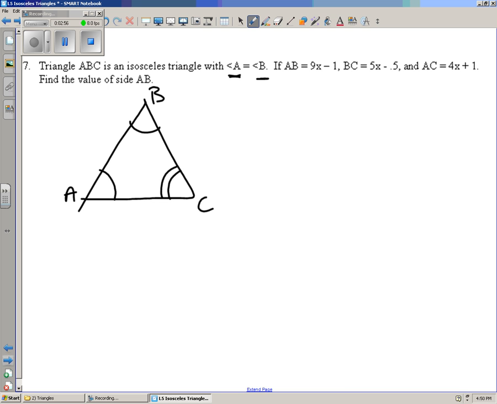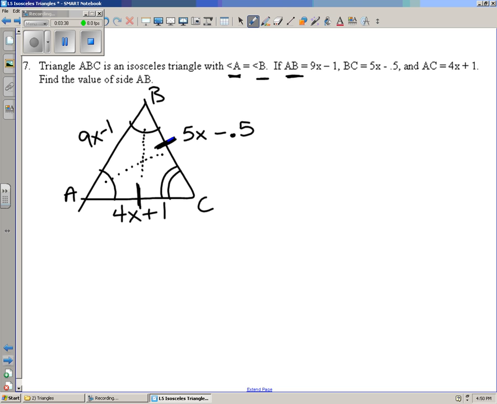So if we have 2 equal angles, across from those equal angles, we will find the equal sides. It's like they're eyeballs and they're looking at the equal side. So across from A is side BC, so we'll put a dash on BC. And across from the other equal angle B is AC. So we now know that side AC is congruent to side BC. We know AB is 9x minus 1. That's a side length since it's 2 letters, and I'm putting it outside the triangle. BC is 5x minus 0.5, and AC is 4x plus 1.